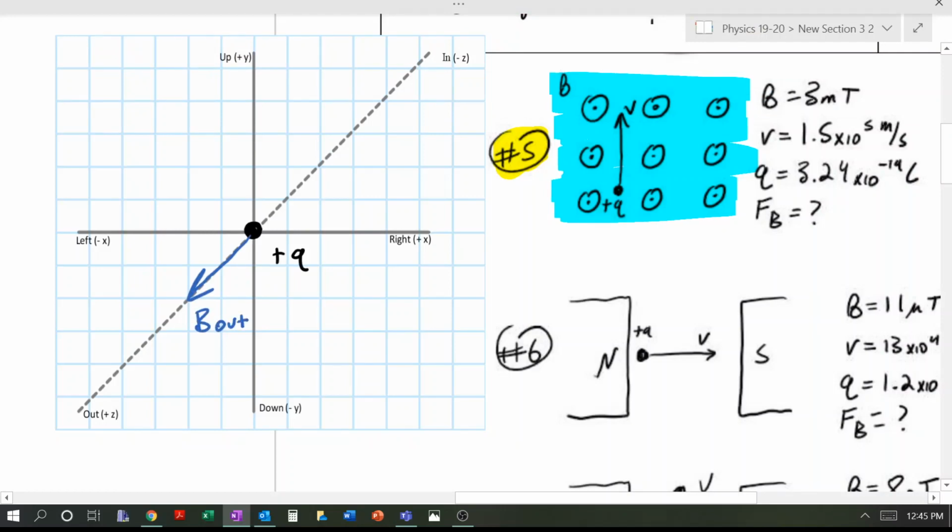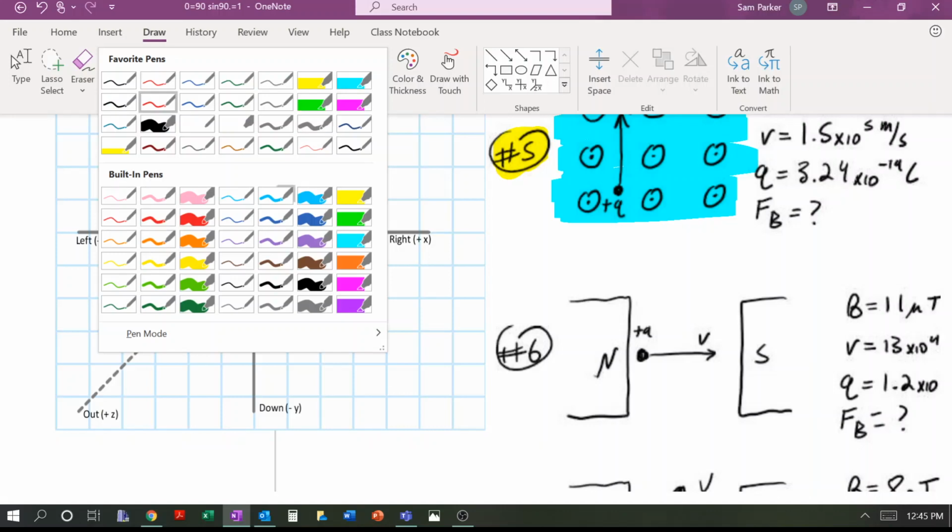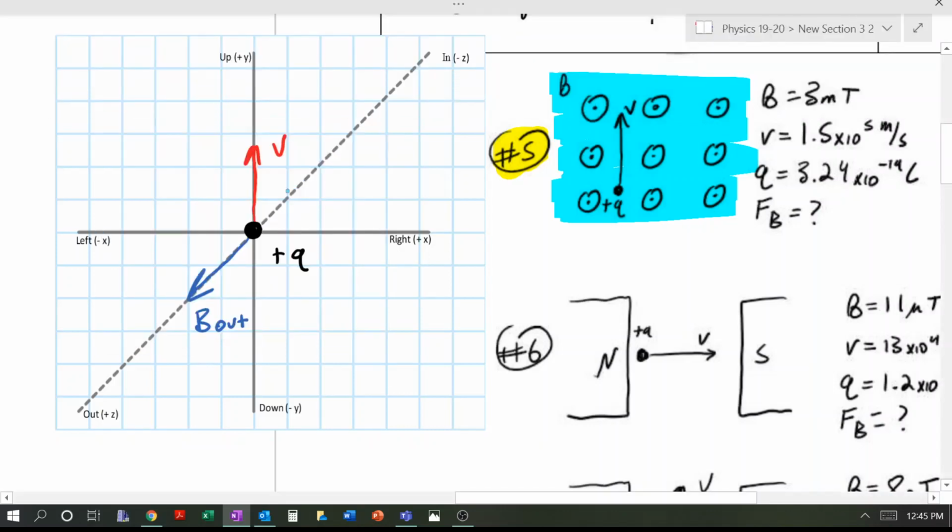And the direction of the velocity, charge doesn't have a direction. The velocity is what has a direction. And the velocity is up. Okay, what this means is that the force is going to be on the x-axis. It can't be on the y or the z-axis. It has to be on the x, so it has to be right or left. If you do the right-hand rule, since it's a positive charge, you should get a force to the right. The force should be to the right.